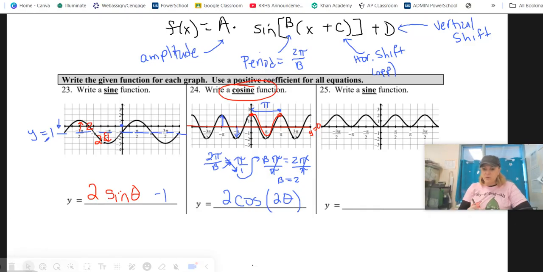All right, 25 is the most involved. So I need to look at this, and it is sine, so make sure to notice that it is sine. And then I'm going to take this and figure out the midline. I always think the midline is the easiest to find, but you can really start anywhere. So this is y equals 1. So that means my d term, my vertical shift, is 1. So keep that in mind. I'll kind of put it over here. Plus 1 for my d.